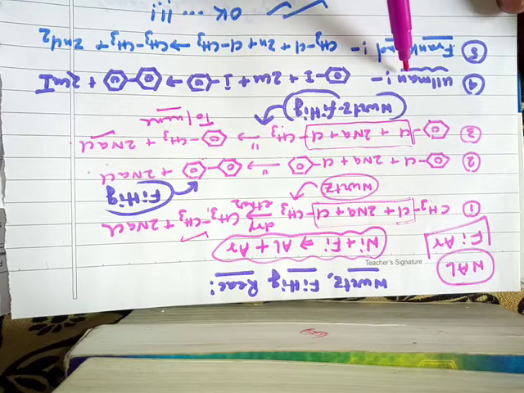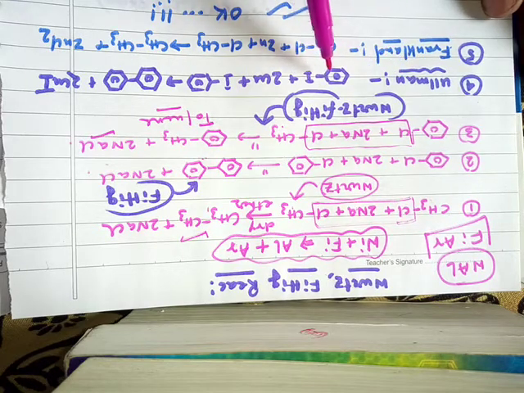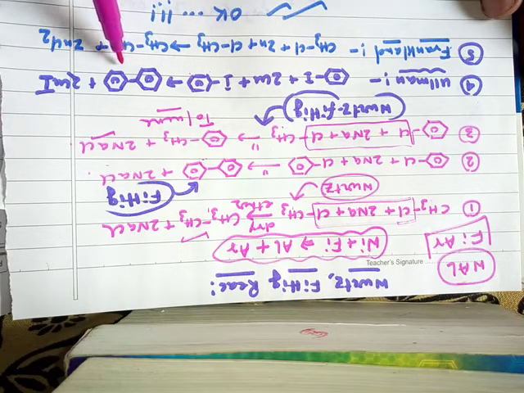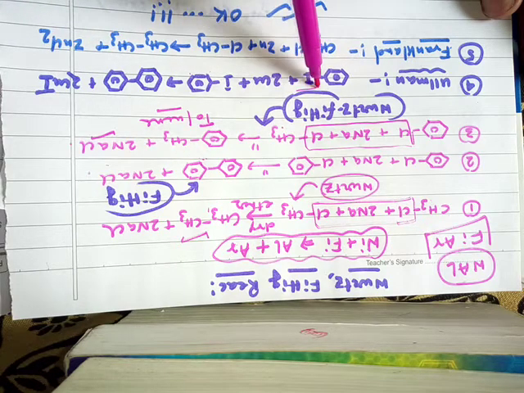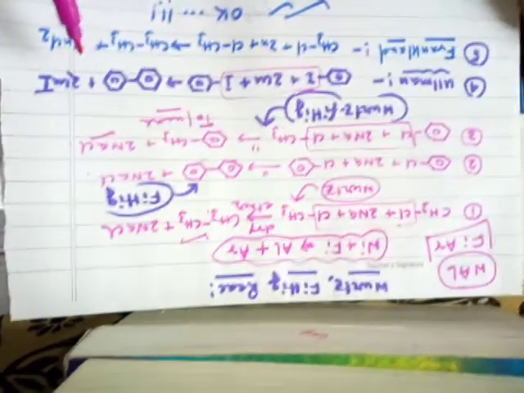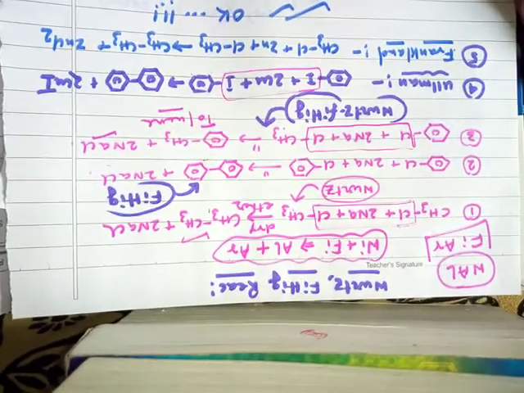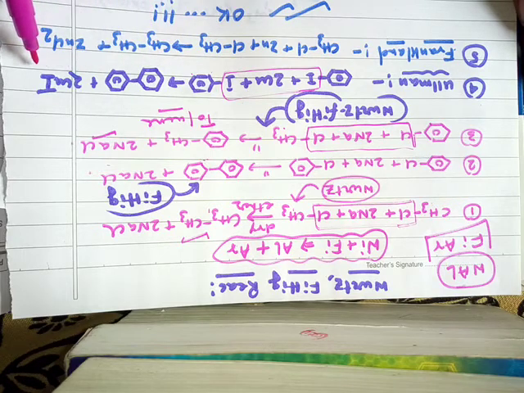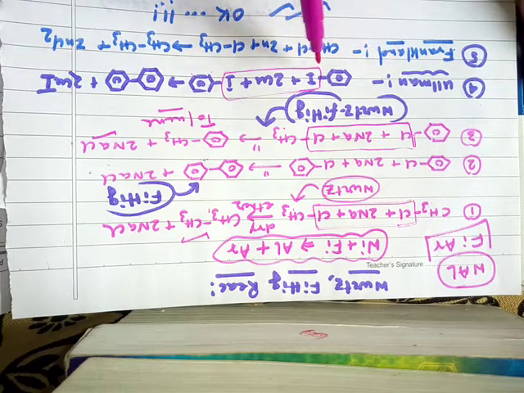In the case of the Ullmann reaction, we have to take iodobenzene, two molecules of iodobenzene, and two copper atoms. In the reaction, biphenyl will be the addition product, and CuI will be deducted from here. CuI will be the other byproduct of this reaction. So it is known as the Ullmann reaction.